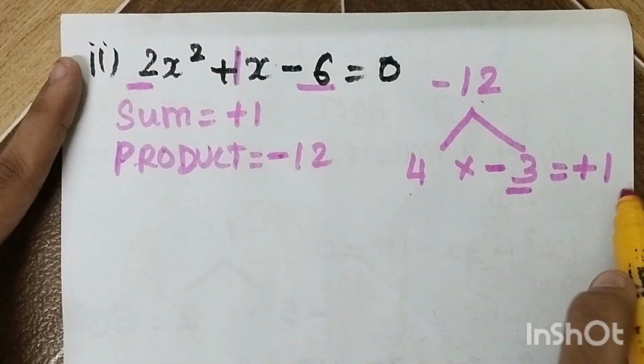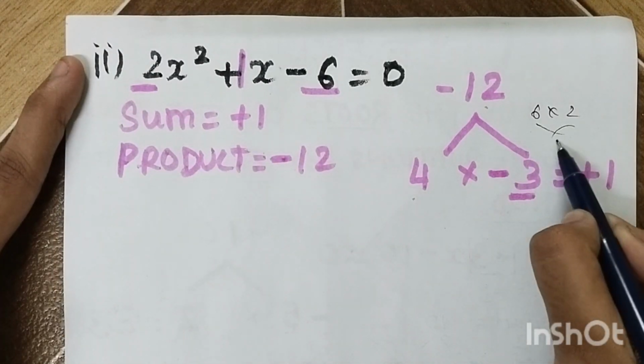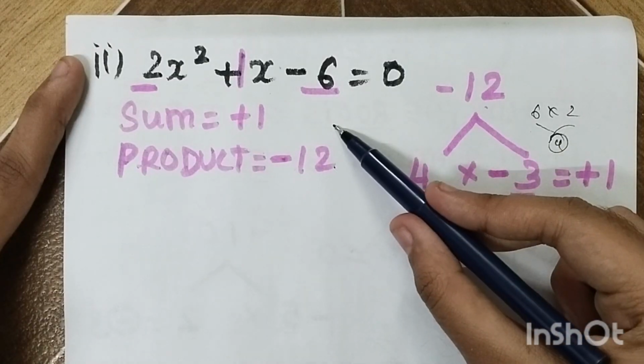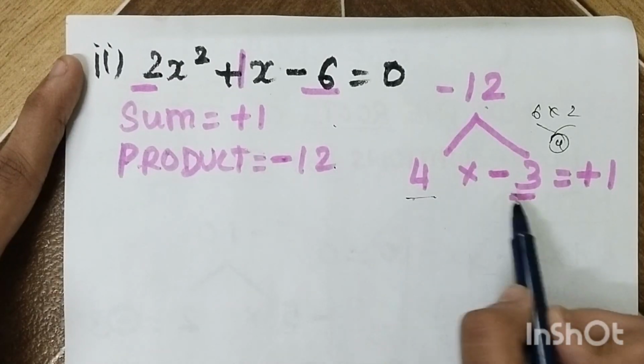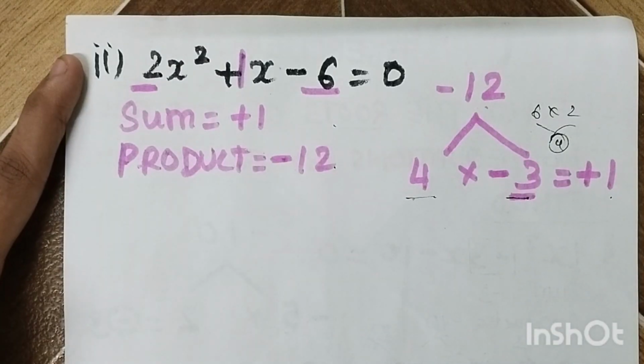Okay. You can also say, why not 6 into 12? But 6 minus 12 you will be getting 4. It satisfies the product rule but not the sum rule. Okay. So both the numbers should always satisfy the product and the sum. So it is very important.